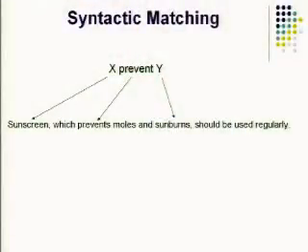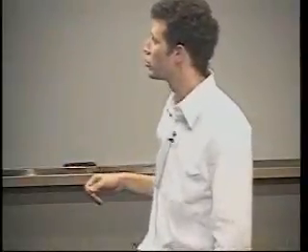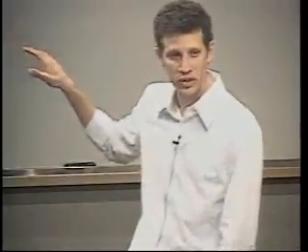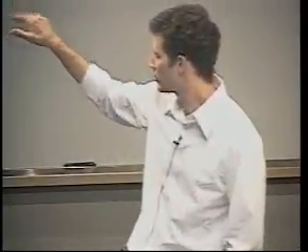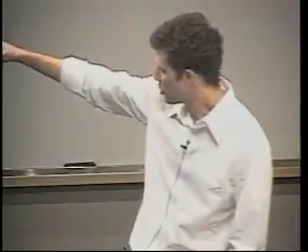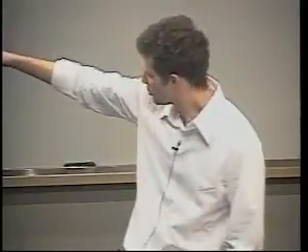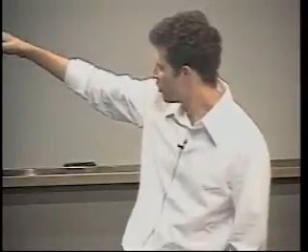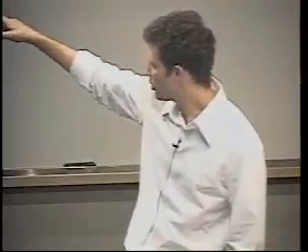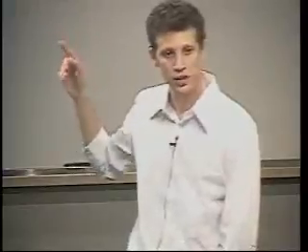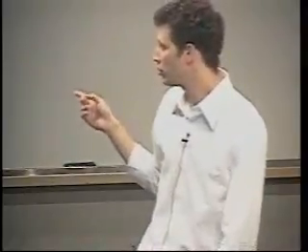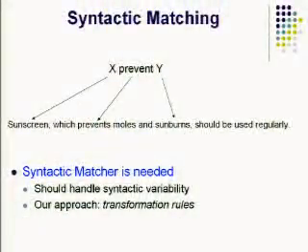Let's think about finding X prevent Y in this sentence: sunscreen which prevents moles and sunburns, etc. There are two syntactic phenomena that prevent us from directly matching that template. One, there's an apposition, a relative clause, sunscreen which prevents, and then there's a conjunction, and sunburns. We need to handle these two phenomena in order to match the template. So we need a syntactic matcher that handles different syntactic phenomena. As I said, our approach is transformation rules.